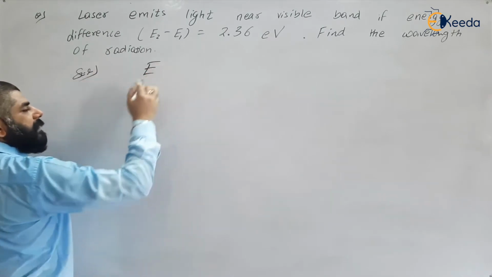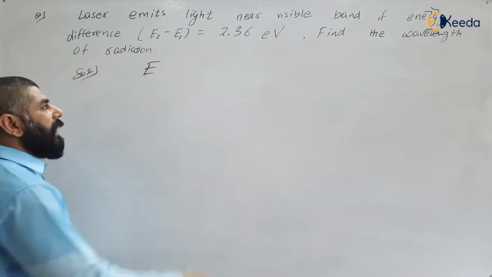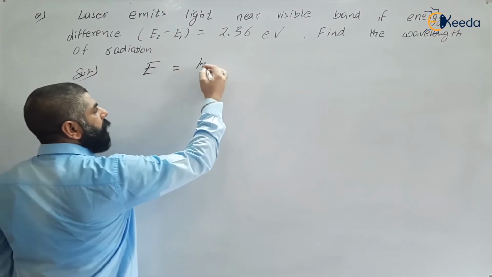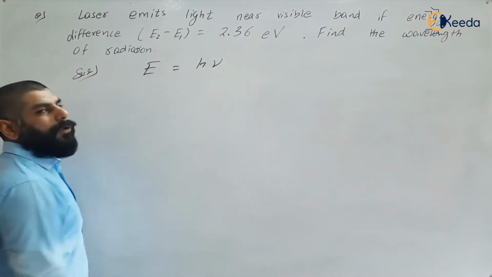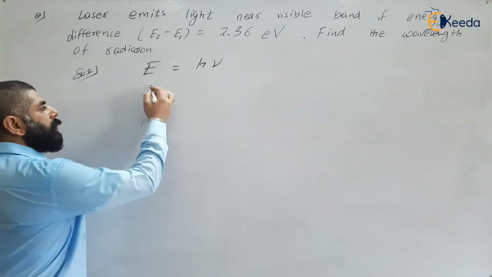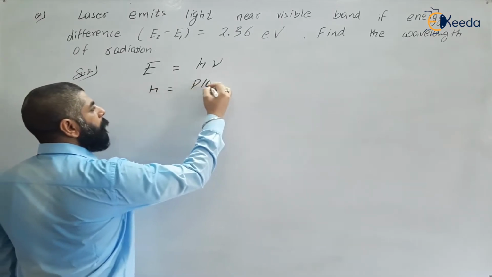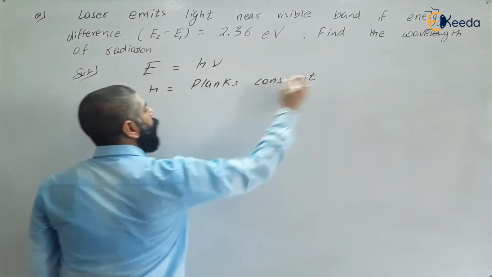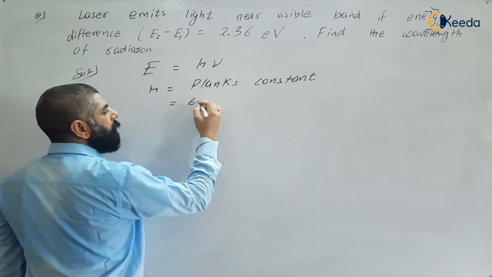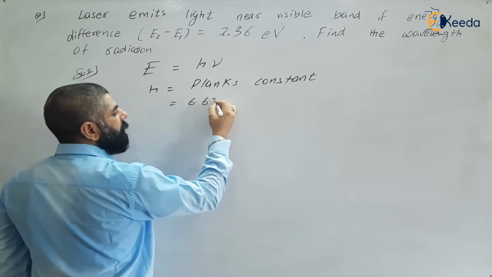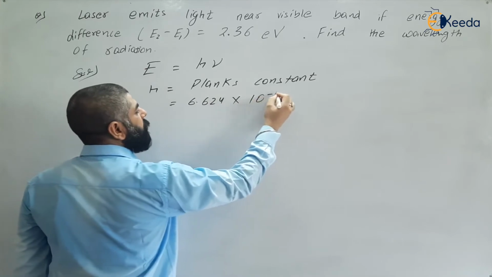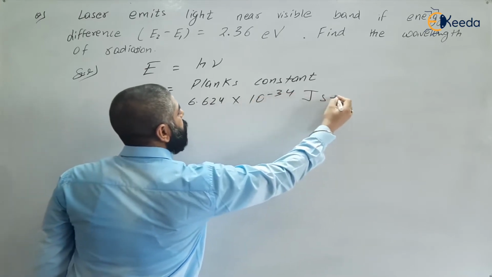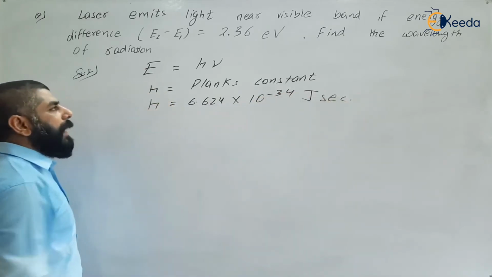So we know, using the relation, how much energy is released. That energy released is equal to h mu, where h is called Planck's constant. That has a value of 6.624 into 10 raised to power minus 34 joule second. So this is the value of Planck's constant.